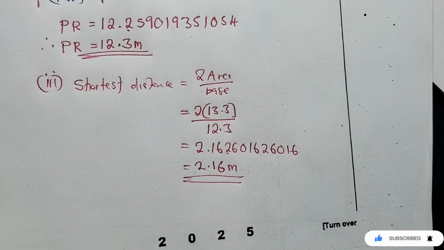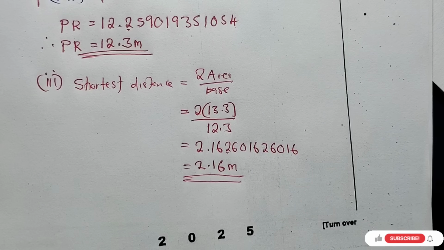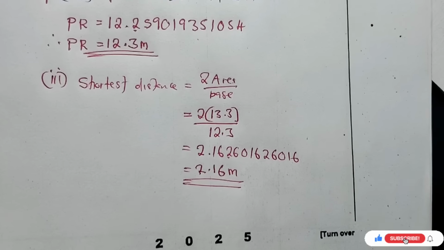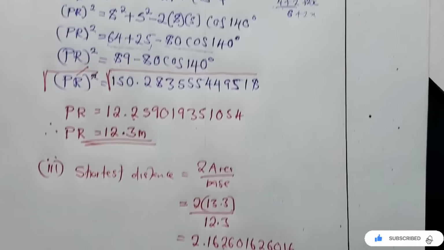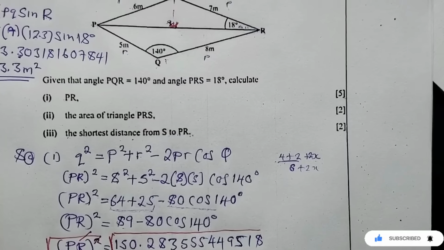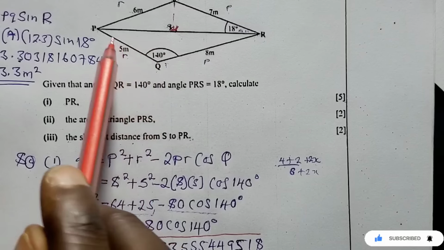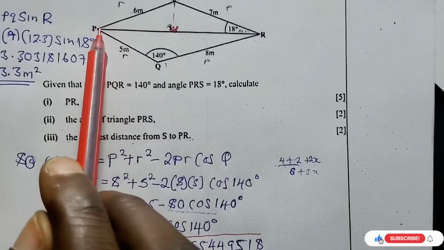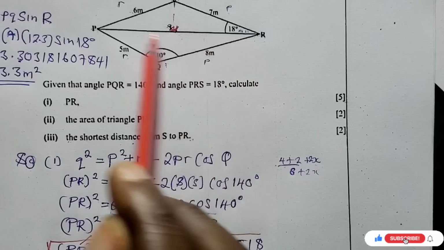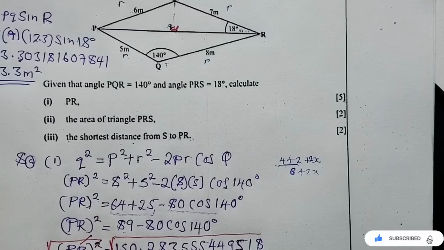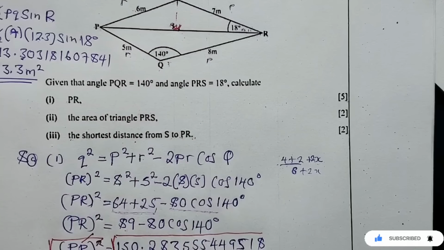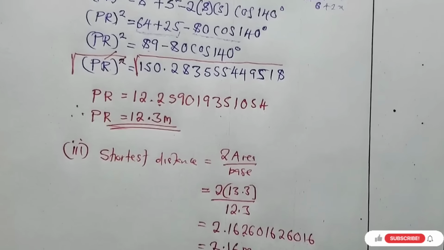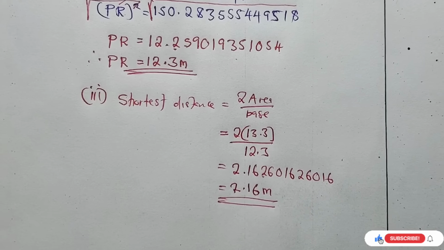Now let's check our work if we've done the correct thing. Is the shortest distance really the shortest? So this is 2.16. Let's compare it with other dimensions. So this is 5, this is 8, this is 7, this is 6, and this is 12.3. Indeed, this is the shortest distance, which tells us that we've done the correct things.